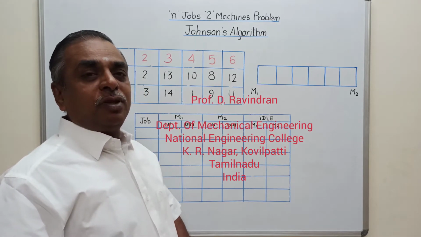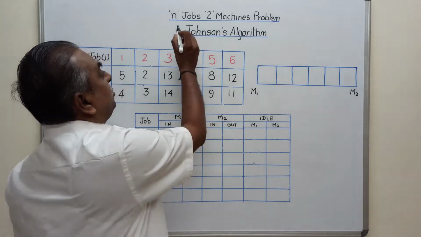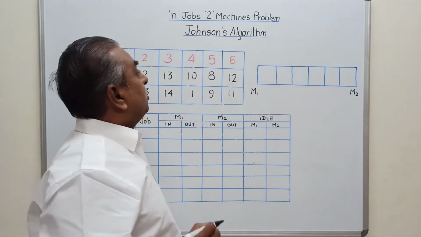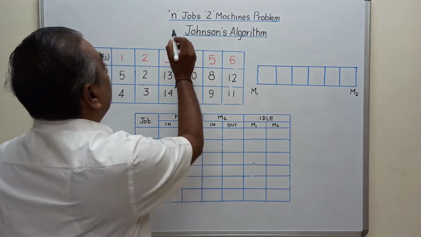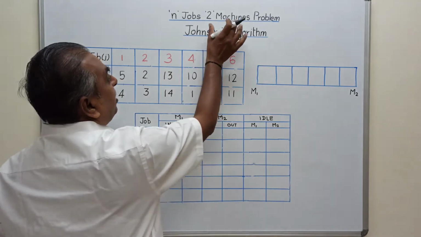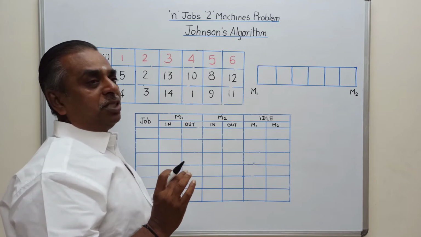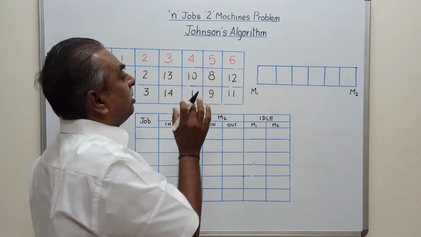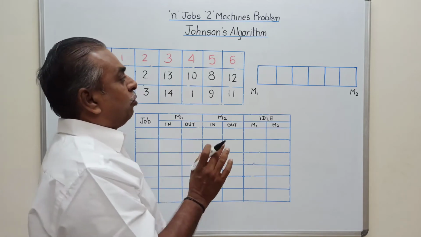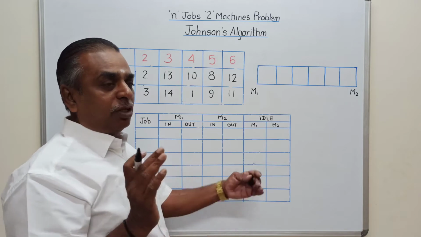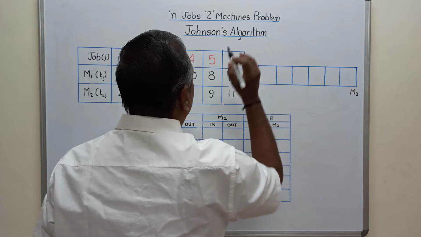Welcome to all. Now we are going to see the problems of n jobs, 2 machines using Johnson's algorithm. In this problem, the number of jobs may be anything, and if there are 2 machines and the processing time of each job on the machines is known, we can find a schedule or sequence that will minimize the total makespan. That means the total time to complete all the jobs can be found using Johnson's algorithm.